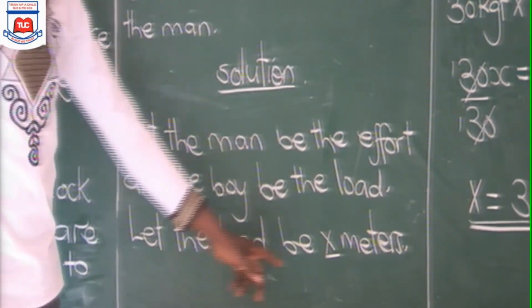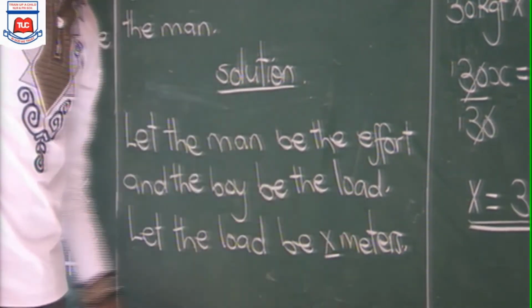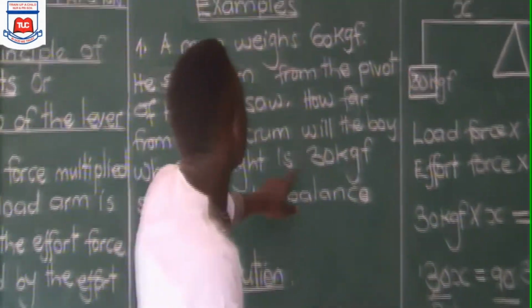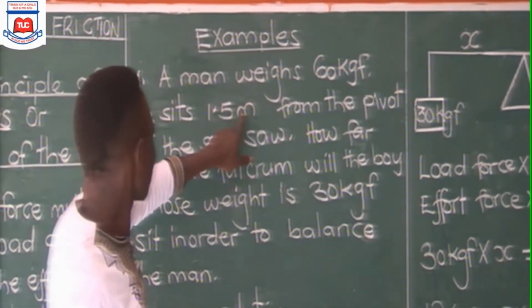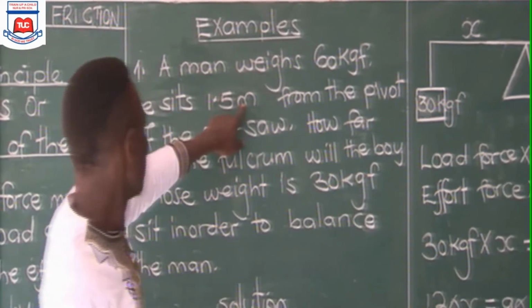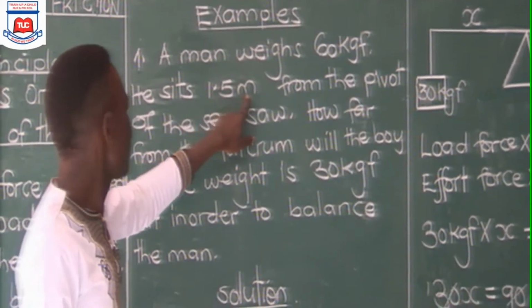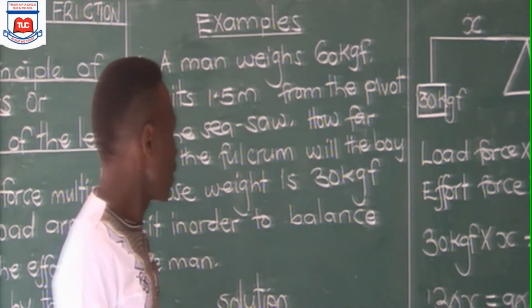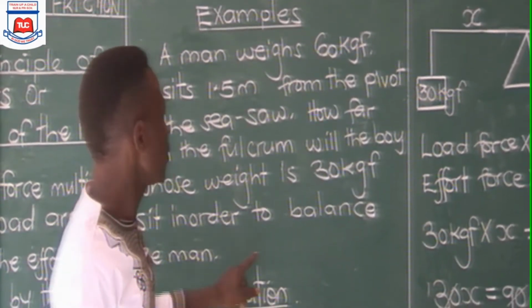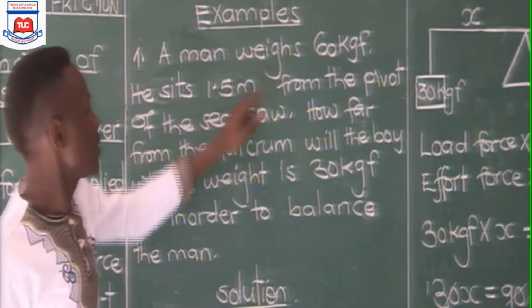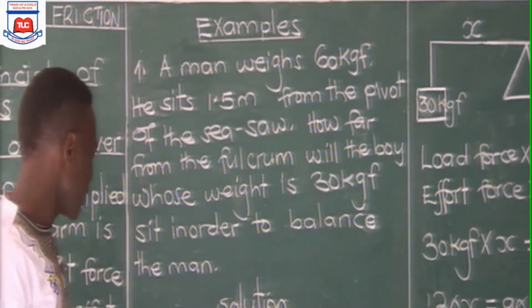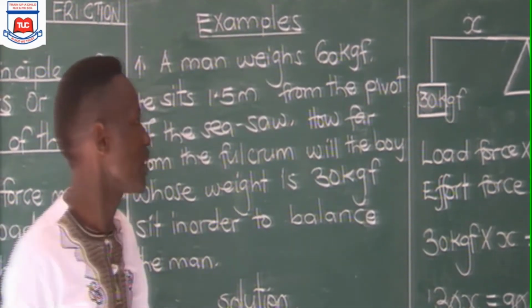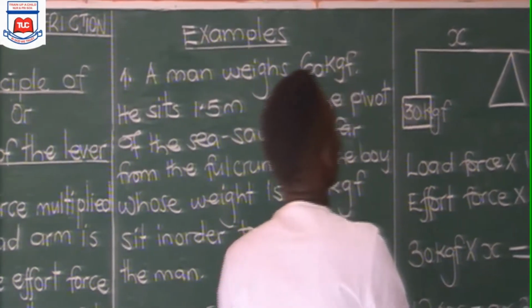Then let the load be x meters. So we do not know the distance of the boy from the pivot. That's why we said, let the load be x, since the boy is the load. As simple as that. So here, look at this diagram.